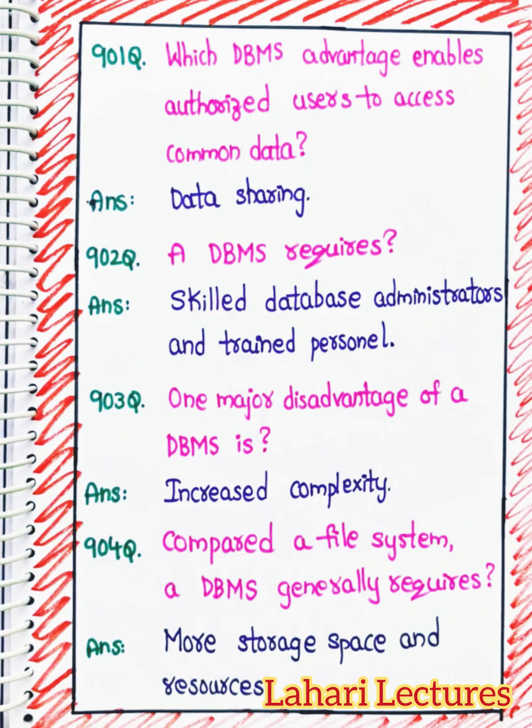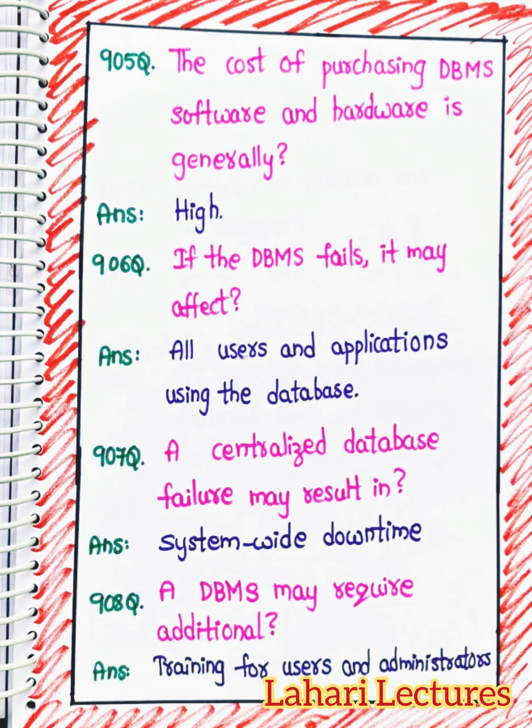Compared to a file system, a DBMS generally requires more storage space and resources. The cost of purchasing DBMS software and hardware is generally high. If the DBMS fails, it may affect all users and applications using the database. A centralized database failure may result in system-wide downtime. A DBMS may require additional training for users and administrators.